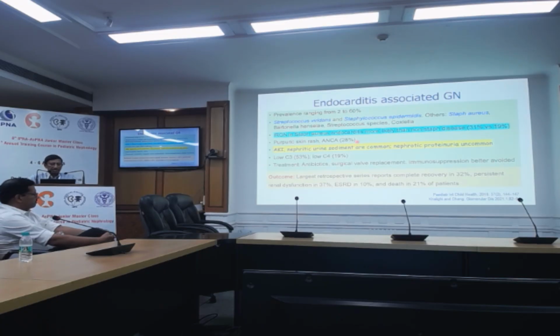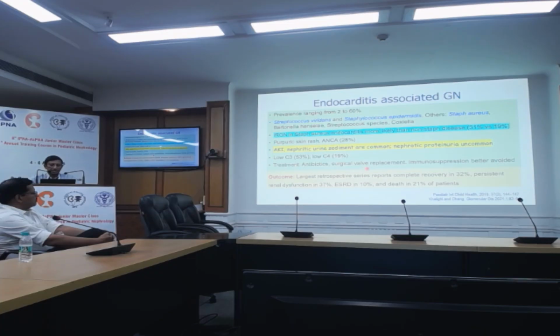As in IgA dominant disease, you could have purpuric skin rash or ANCA positivity in up to 28% of the patients. These patients have AKI and nephritic urine sediments as in IgA dominant disease, but a nephrotic range proteinuria is less common in patients with endocarditis than what you see in the other forms of the disease. The C3 is low in only about 53% of the patients, and C4 could be low in about 19% of the patients.